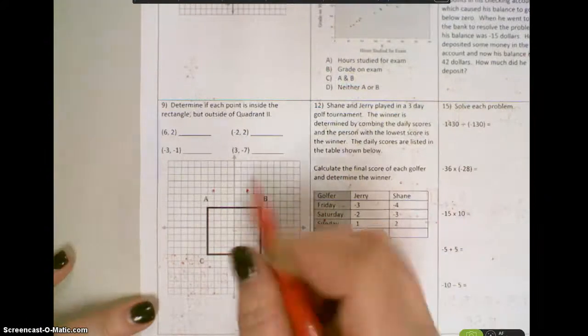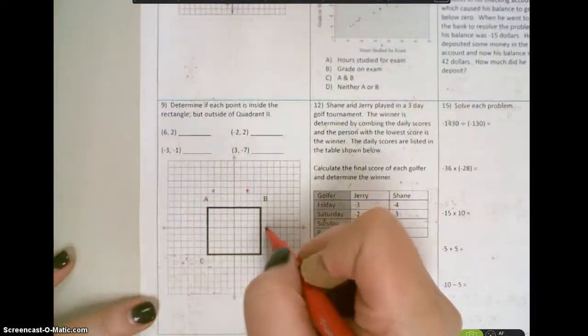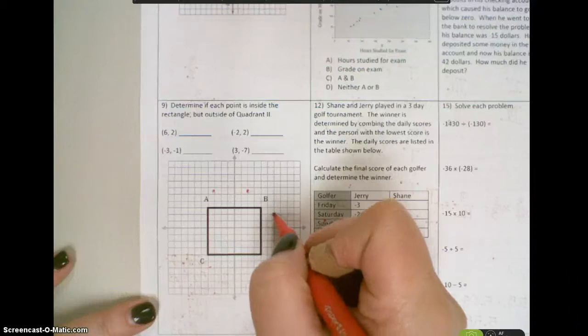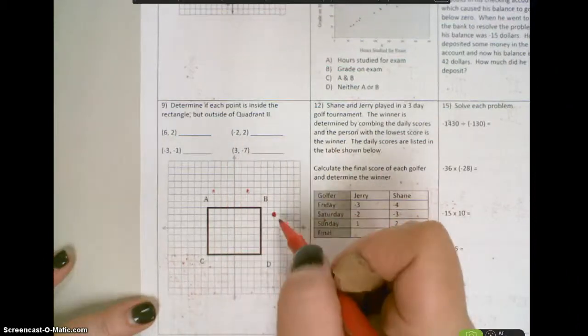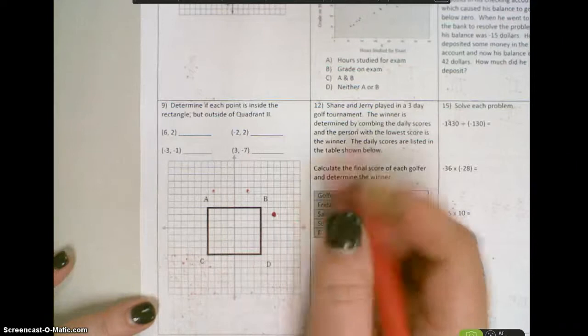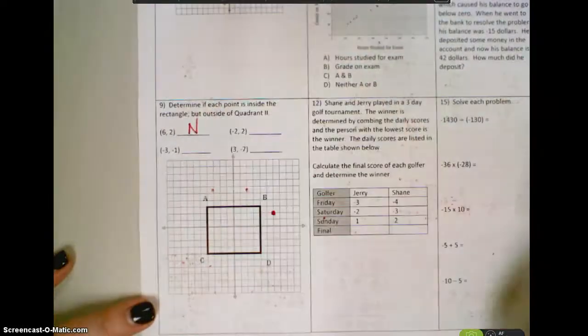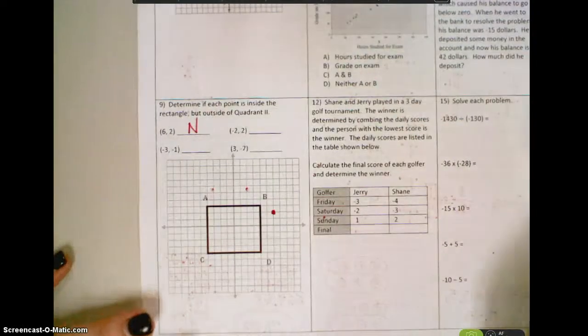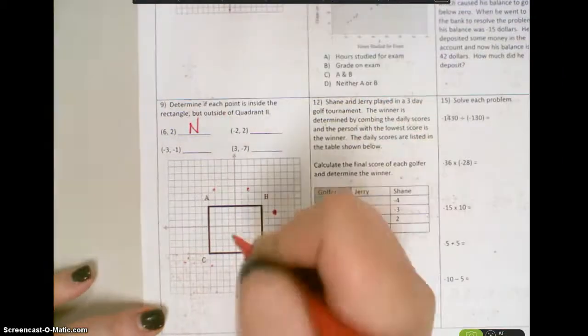My first point is 6, 2. So I'm going to go over 6. 1, 2, 3, 4, 5, 6, and up 2. So that is not inside the rectangle, but it is outside of quadrant 2. So basically that's no, not inside the rectangle, but it is outside of quadrant 2. But we want in the rectangle and out of quadrant 2. So that's not right.